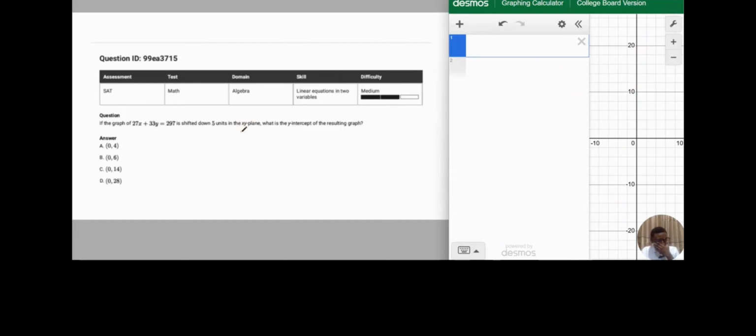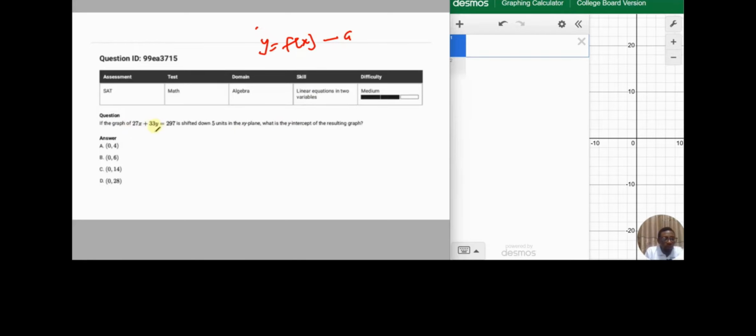All right. So the next question says that if the graph 27x plus 3y equals 297 is shifted down 5 units in the xy plane, what is the y-intercept? So this is a case of vertical translation, but the one going down. I think I've explained that before. If you have vertical translation going down, your new function will be y equals f of x minus a. That is the unit by which it's going down.